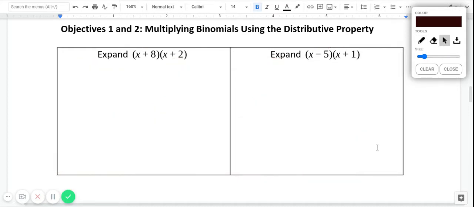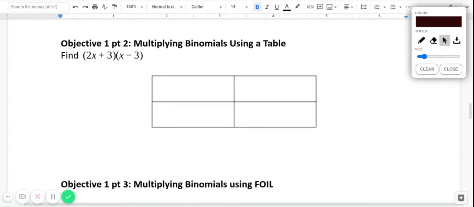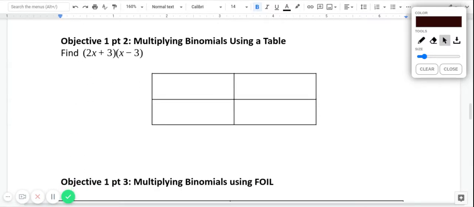All right, let's keep going here. So this is my personal favorite method. It's just very clear. But it's all really the same thing. It's just different ways of representing the same thing. And that's the beauty of math, is there's never just one way to do something. So we're going to multiply binomials using a table. So we're going to find 2x plus 3 times x minus 3. We're going to use this table.